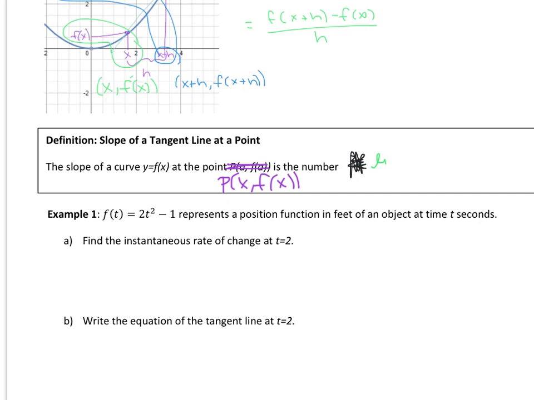It is the number, the limit, as the distance between our points, h, approaches 0 of our slope formula.